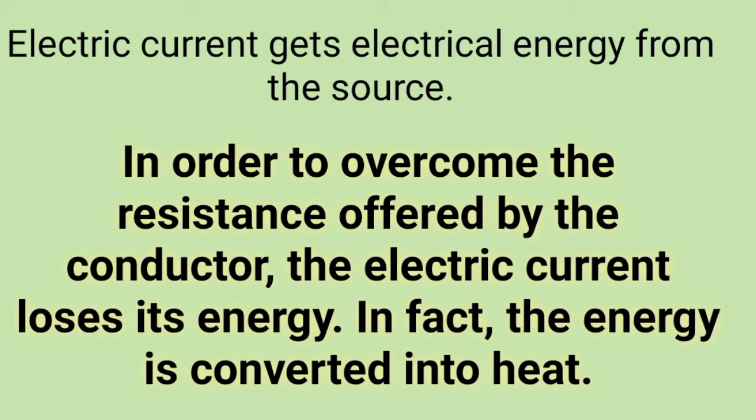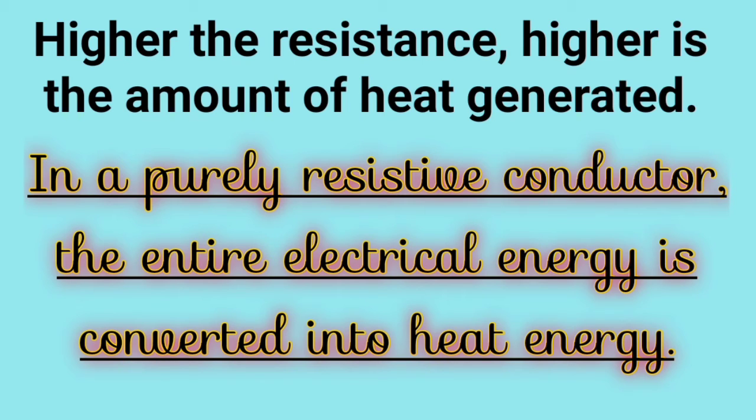Actually, the lost energy is converted into heat, because by the law of conservation of energy, energy can neither be created nor destroyed. It can only be transformed from one form to the other. So, electrical energy is transformed into heat energy. Now, the next important point is, higher the resistance, higher is the amount of heat generated. If a conductor has high resistance, then more energy will be lost while trying to overcome the resistance. So more amount of heat will be generated.